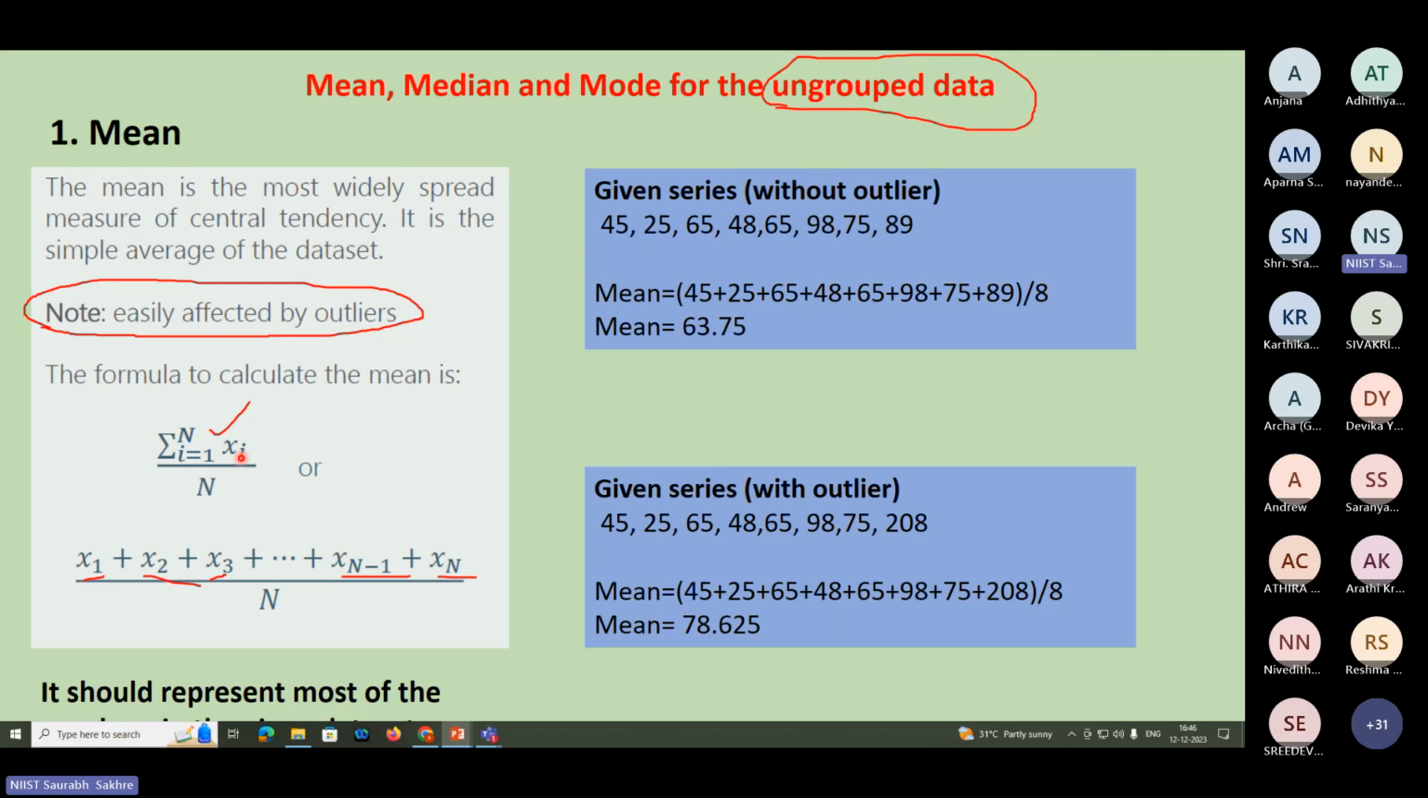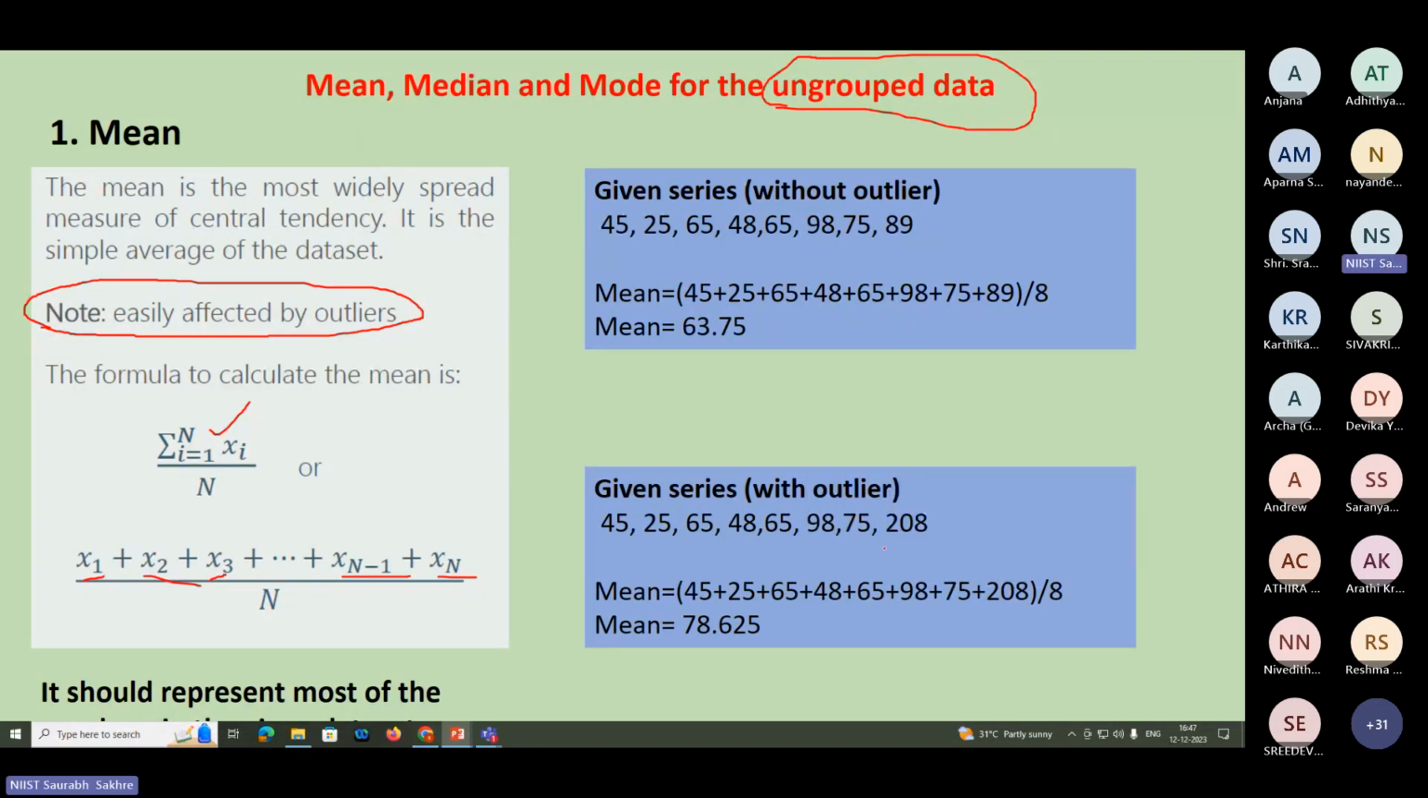So summation i equal to 1 to n of xi upon n, or I just expanded it. But one thing you need to keep in mind is that it is easily affected by outliers. Now we'll just see two examples. First one is this given series, without outlier: 45, 25, 65, 48, 65, 98, 75, 89. So the mean will be the sum of all this divided by 8. So the mean is 63.75.